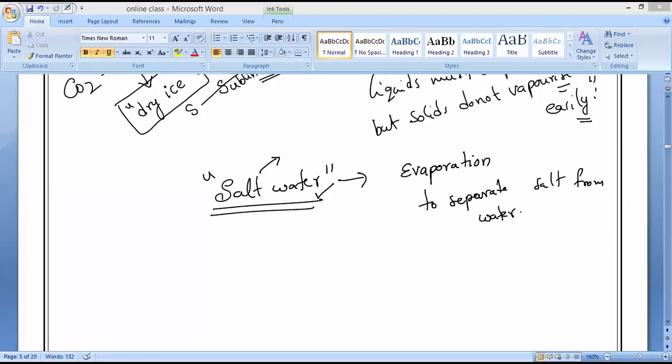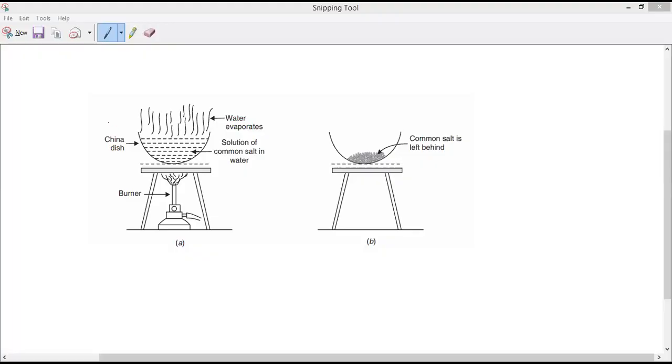Now, if you want to test this evaporation process in our chemistry lab, you can take a China dish or Petri dish and pour the salt water. You can see a solution of common salt and water I am taking in the Petri dish. Now I am going to heat it slowly with the help of a burner. What are these fumes called? That is water evaporating, liquid evaporating.